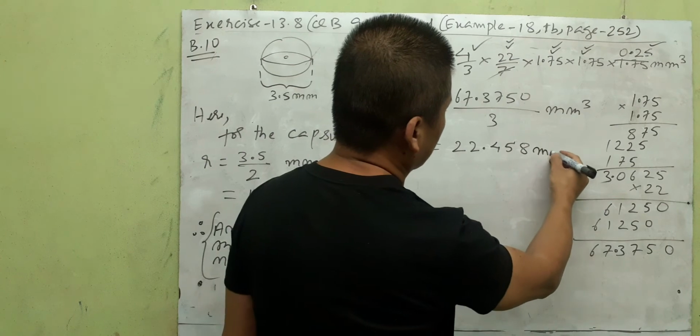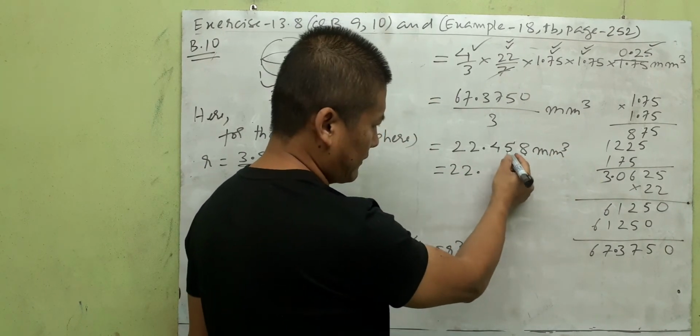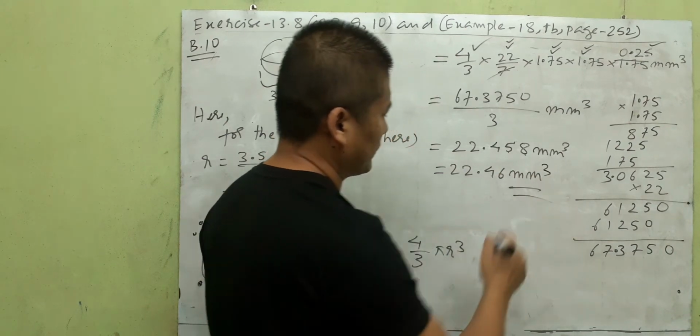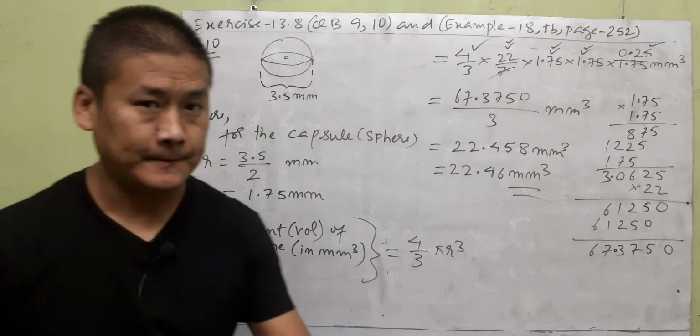So up to third decimal place is enough, and the textbook answer form is given. If the third place is 5 or more than 5, then this will increase by 1. So the answer is 22.46 millimeter cube.